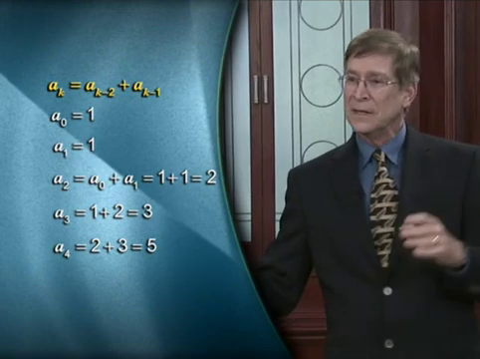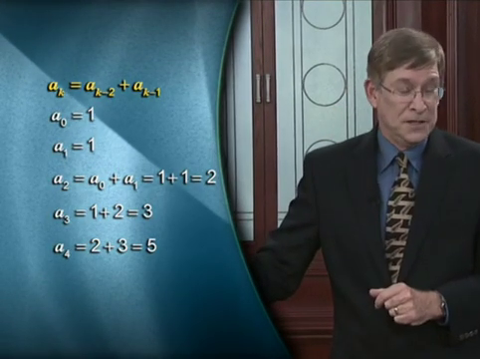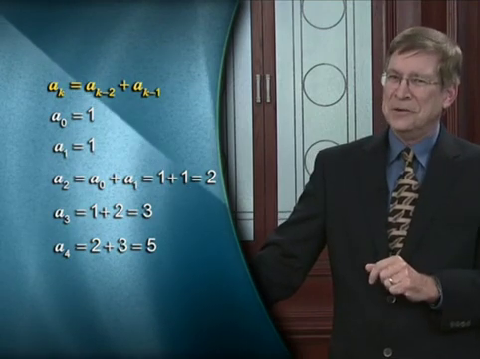It keeps growing. Now, of course, it doesn't have a limit, does it? It's going off to infinity. But here's something kind of interesting. If you take quotients of successive pairs, for instance, 3 over 2, 5 over 3, 8 over 5, 13 over 8, 21 over 13, that sequence of quotients approaches a limit.